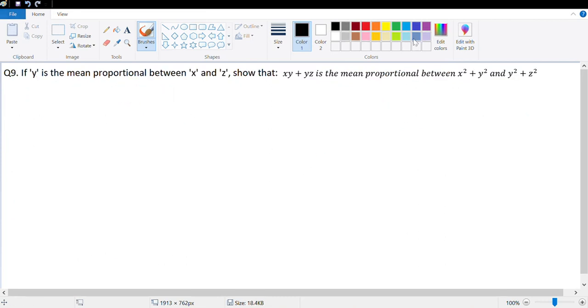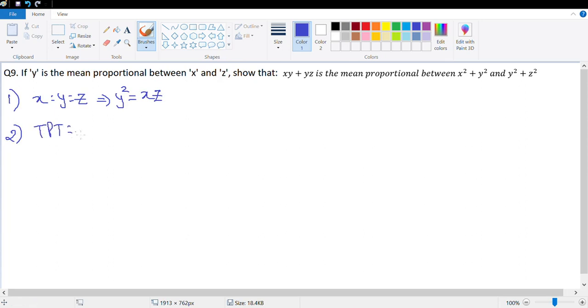The next one that we are doing is question number 9. It says, if y is the mean proportion between x and z, show that xy plus yz is the mean proportion between x square plus y square and y square plus z square. Okay, so what's given is x is to y is to z, which means y square is equal to xz. That's what's given. Now what do we have to prove?